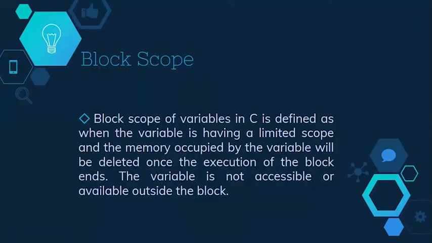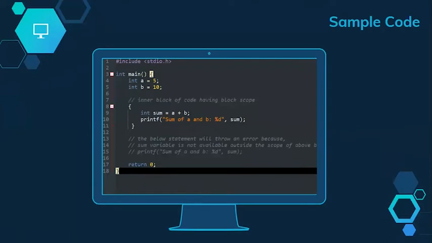And the second one is the block scope. Block scope of variables in C is defined as when the variable has a limited scope and the memory occupied by the variable will be deleted once the execution of the block ends. The variable is not accessible or available outside the block. So again, let's take a look at this code.